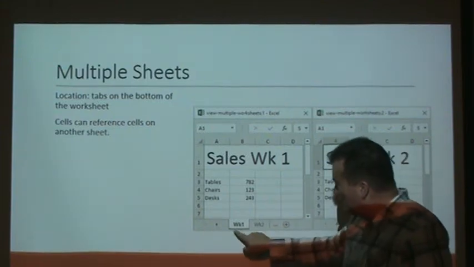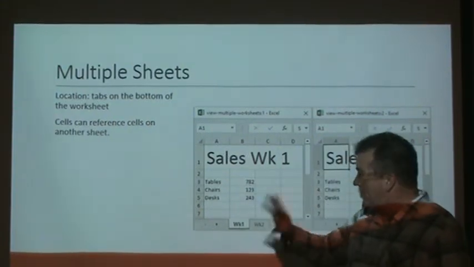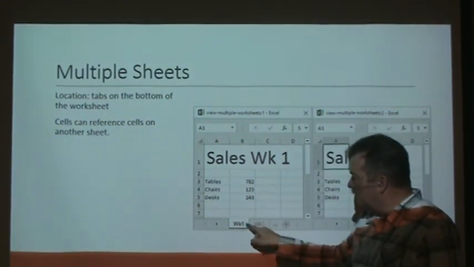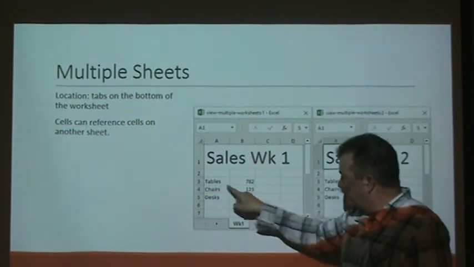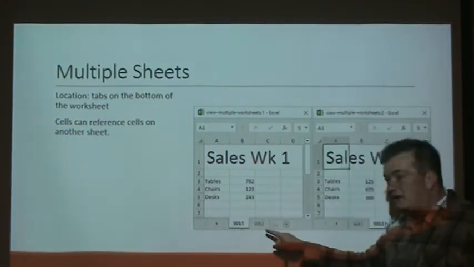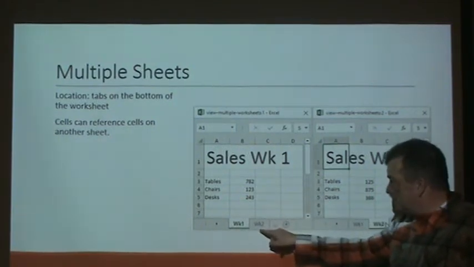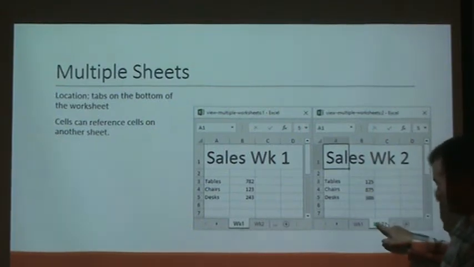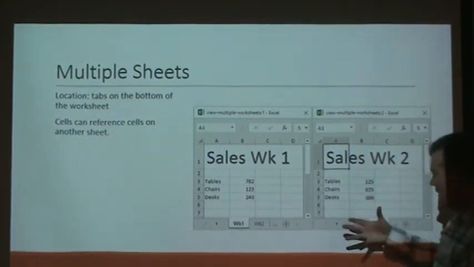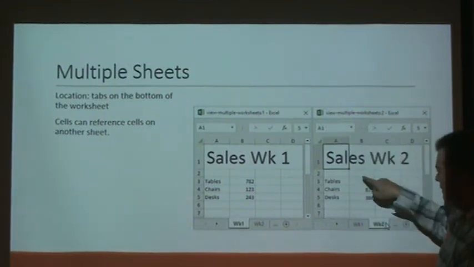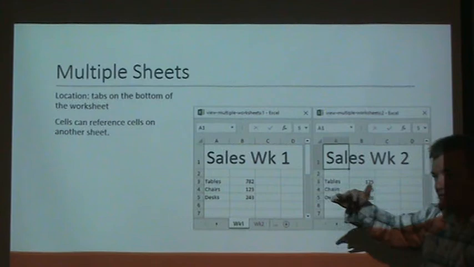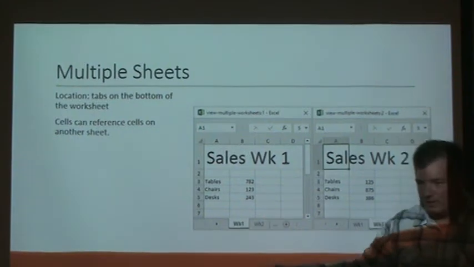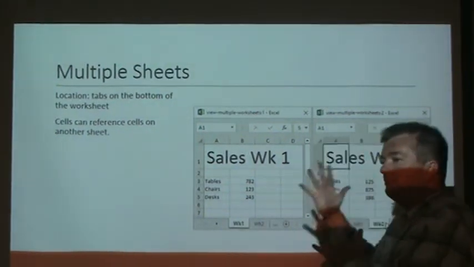Then you can come to sheet 1, click on tables, and the address on the total sheet would show up as sheet 1, exclamation point, and then B3, plus week 2, WK2, exclamation point, meaning from that sheet, get B3, and you can sum up all the sales for all the tables throughout all the weeks on a separate sheet.